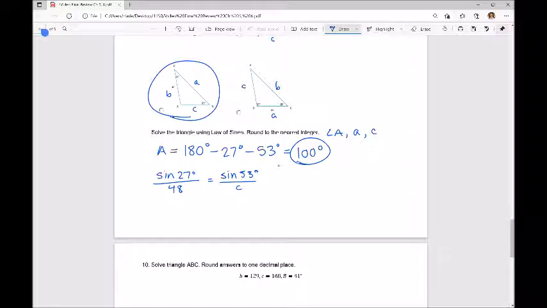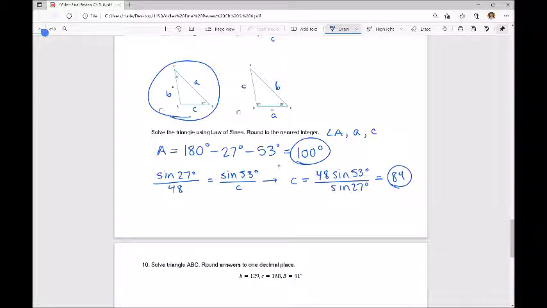And so if I solve this equation for C, I should get 48 sine of 53 degrees over the sine of 27 degrees, which if you put that into the calculator, you should get around 84. So make sure for these that your calculator is in degree mode, because notice that all of our angles are in degrees. Okay, and the last thing we need to find is side A.